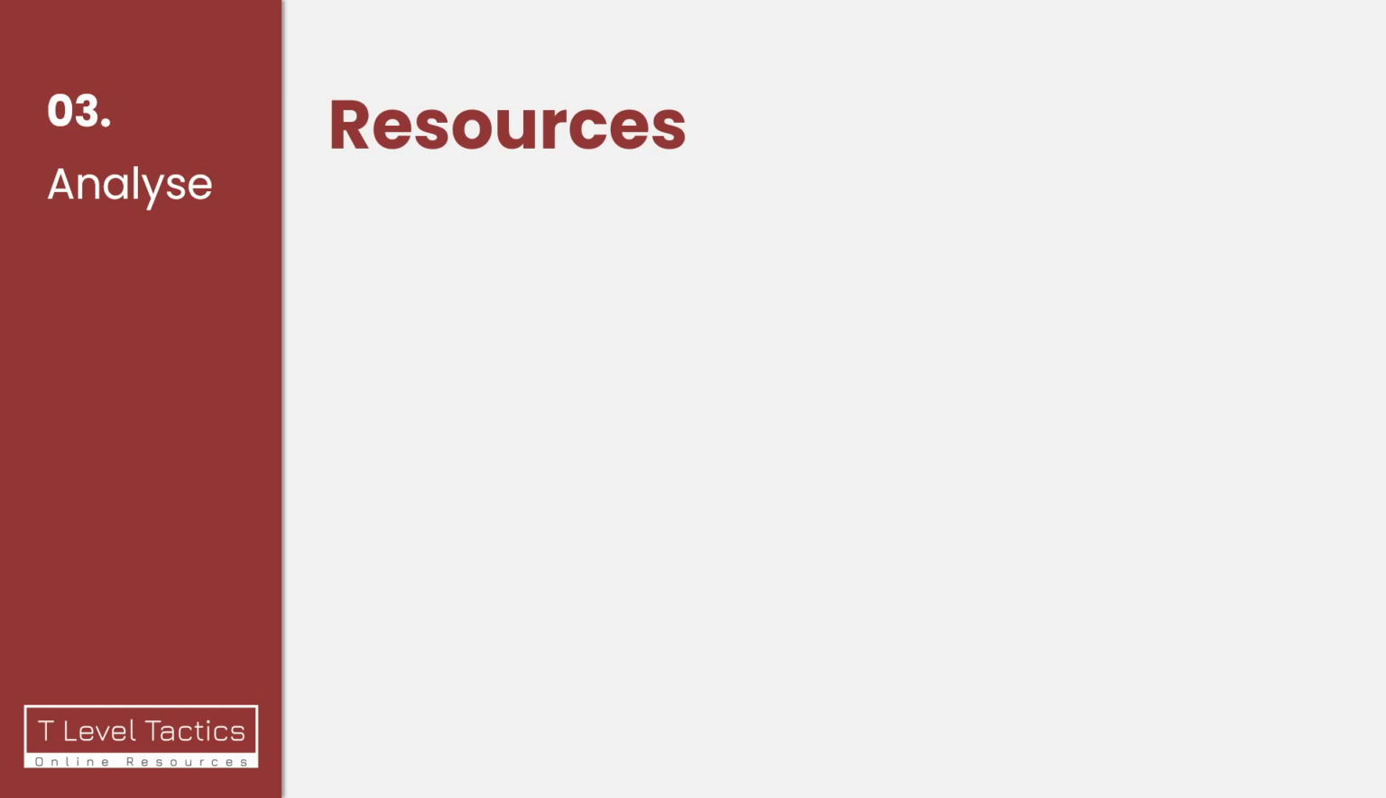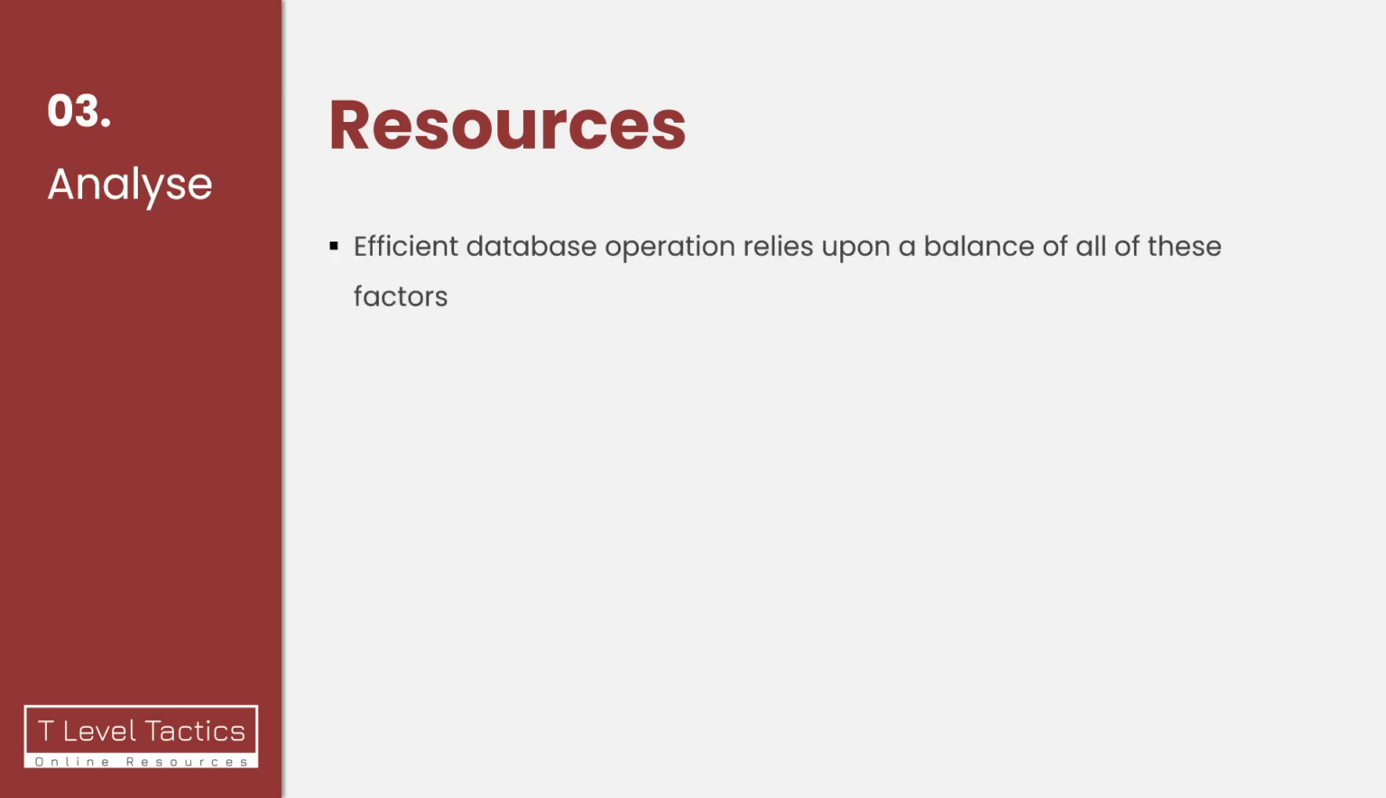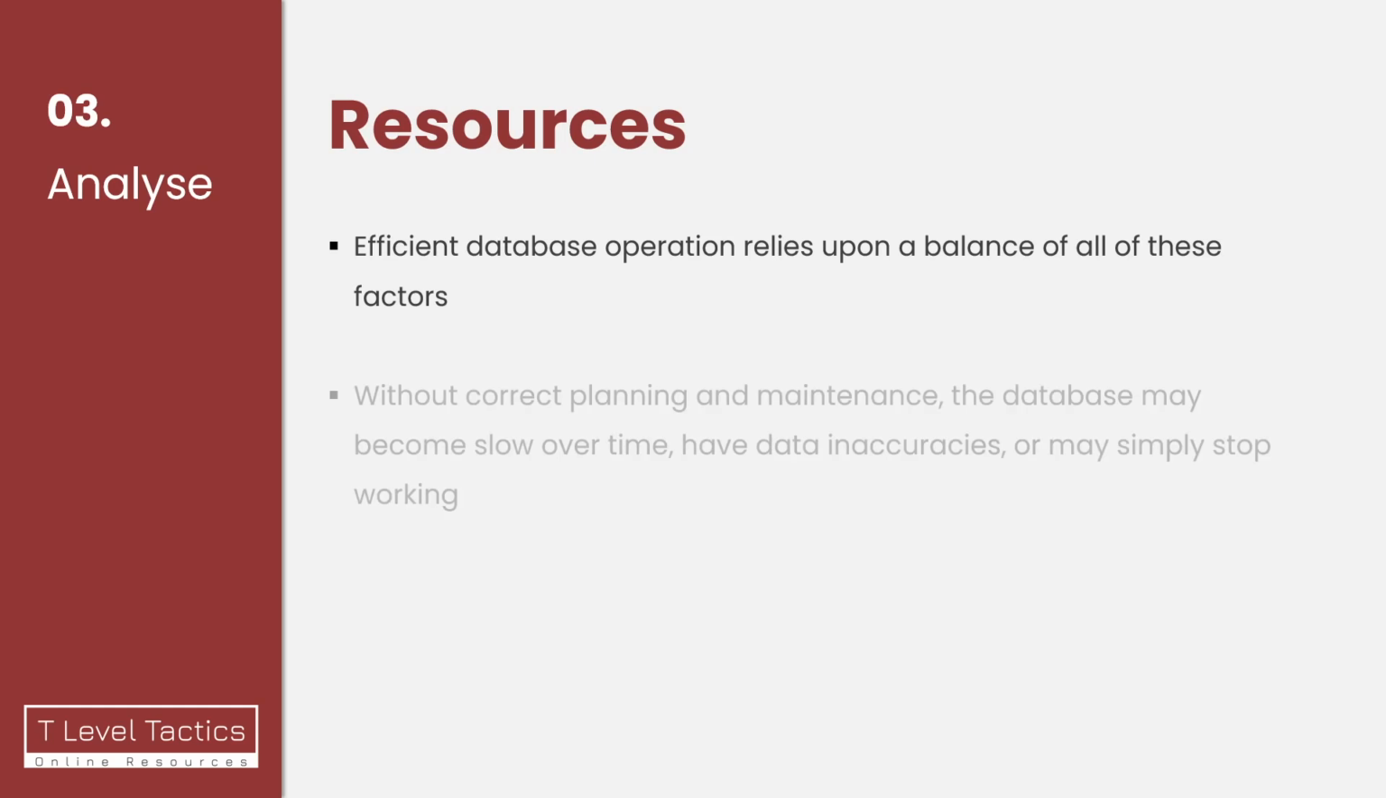Efficient database operation relies upon a balance of all of these factors. And without correct planning and maintenance, the database may become slow over time, have data inaccuracies, or just may simply stop working at all. As time goes on, you may also find there may be some compatibility issues if you're using that data in other systems as well.